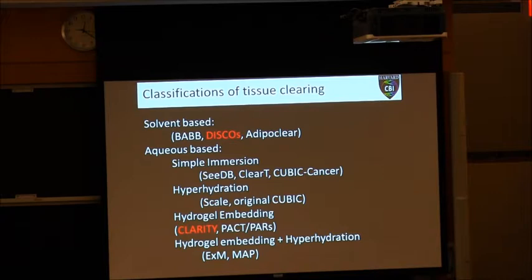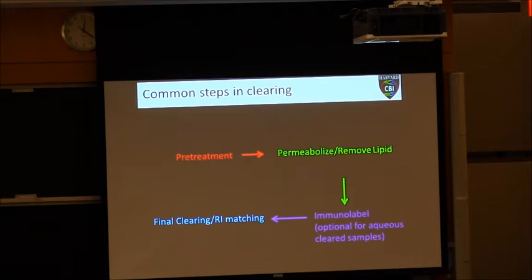But although we have all these different techniques and all these different categories, they all go through the same four very similar steps. So sometimes there's a pretreatment, then you do a permeabilization of that tissue, try to remove some of the lipid. You can do your immunolabeling, and then you're going to do your final clearing or refractive index matching. Okay? And this is pretty much the cycle you go through, although, as Ted's going to tell you, this immunolabeling can happen at different points.